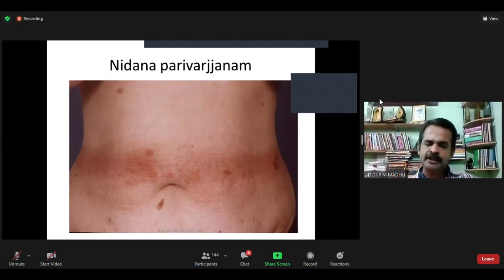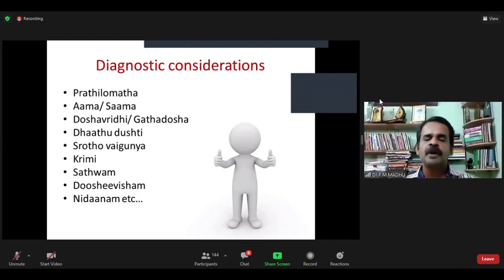Like that, as previously described, this is a contact dermatitis. The undergarments contact is there, so that contact created that particular condition. So nidana parivarjana is also very relevant while we are discussing the diagnostic considerations. So concisely, I am concluding the diagnostic consideration part. You see the pratiloma, ama, sama, dosha vriddhi, gata dosha concept, dhatu dushti, sroto vaigunya concept, krimi, sattva, dushi visha, nidana. These are all the very relevant factors while we deal with the diagnosis of a skin condition.